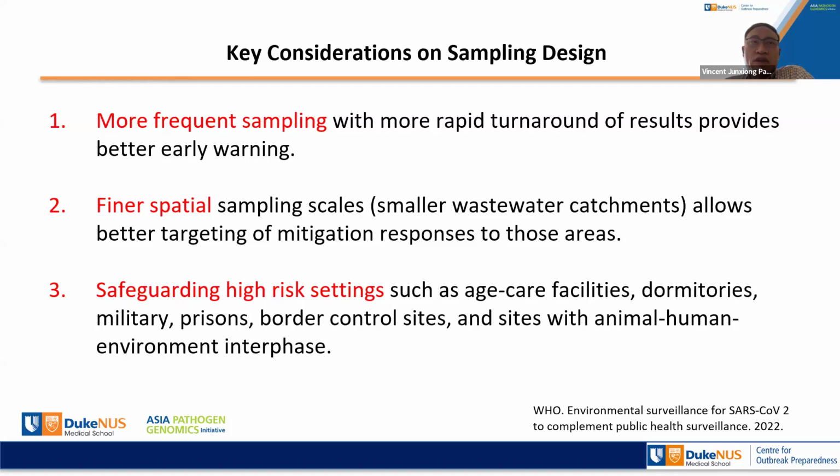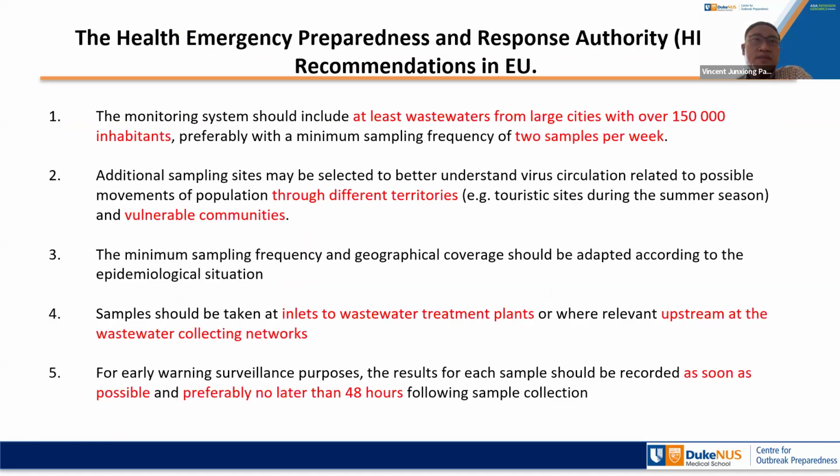WHO is also recommending safeguarding high-risk settings. So sampling done at aged care facilities, dormitories, prisons, military sites, border control sites, and sites with animal and human environment interface is highly crucial for wastewater surveillance, as the signals may provide us a very prompt understanding of how transmission may occur, and public health interventions may promptly start to indicate some of these transmissions.